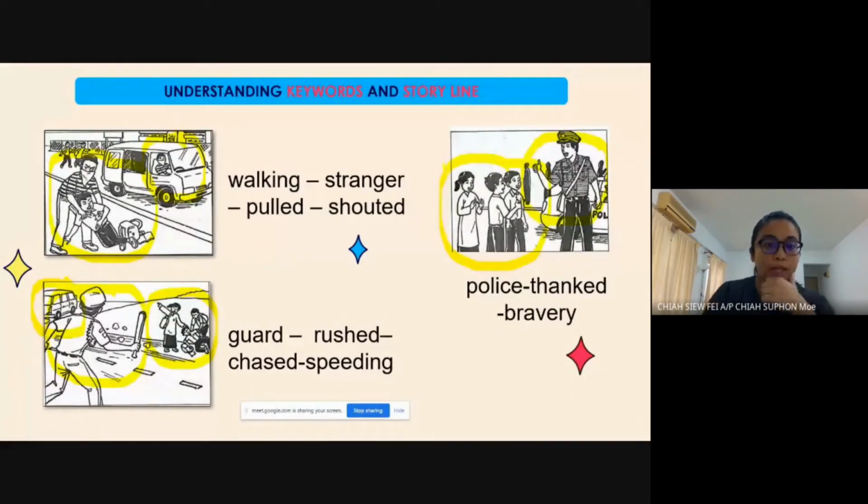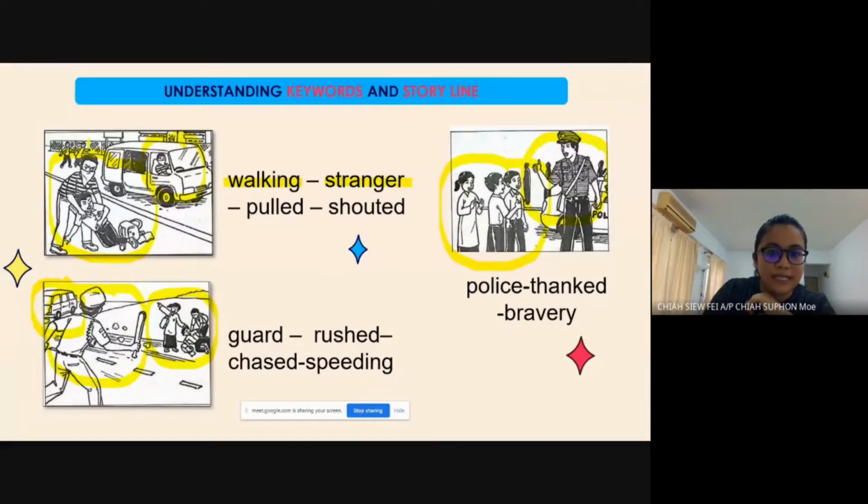What I mean by understanding keywords is, now we have tried to understand what the story is about. So obviously something bad is happening here. How do we know for sure what exactly happens in the story? It is by looking at the words given to us. So here we have walking, stranger, pulled, shouted. Here, walking is a verb. Later we have to find out who is the person doing this action, the walking. And then we have stranger here.